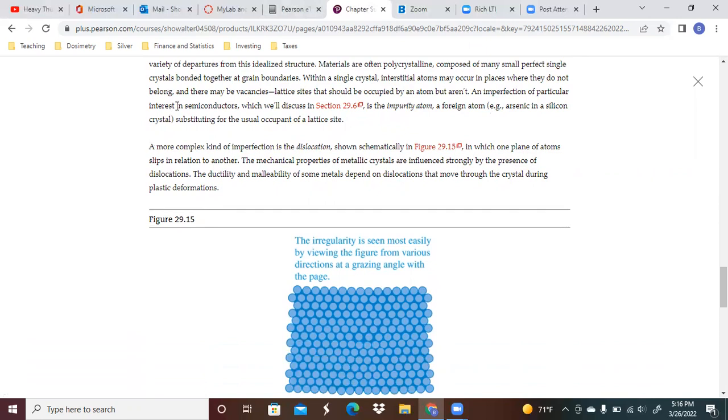An imperfection of particular interest in semiconductors, which we'll discuss in the next section, is the impurity atom, a foreign atom, such as arsenic in a silicon crystal, substituting for the usual occupant of a lattice site.